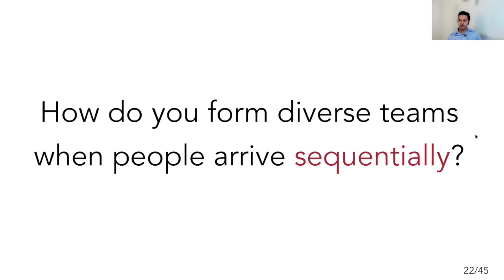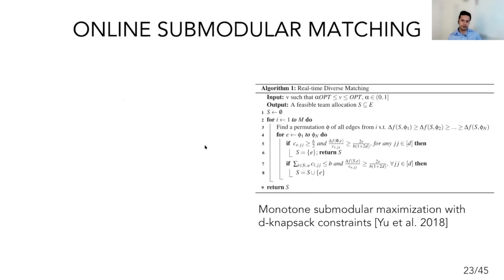But this paper, which I'm going to talk about, is for an even more difficult problem, which is what happens when people arrive sequentially. So people arrive one at a time. And what we did was we started looking into some existing literature, and we found that this problem can be seen as something called monotone submodular maximization with knapsack constraints.